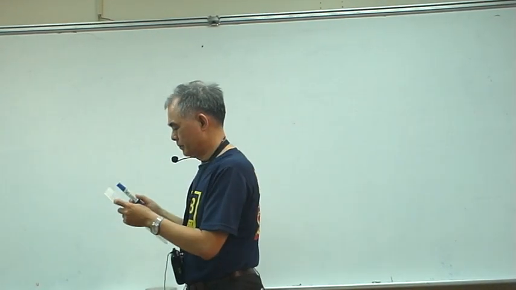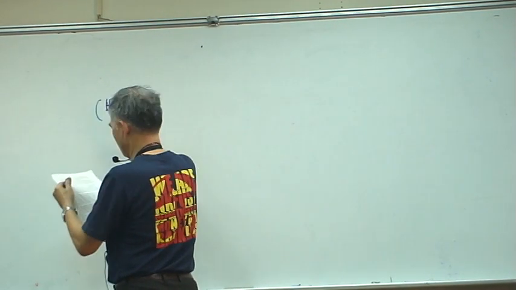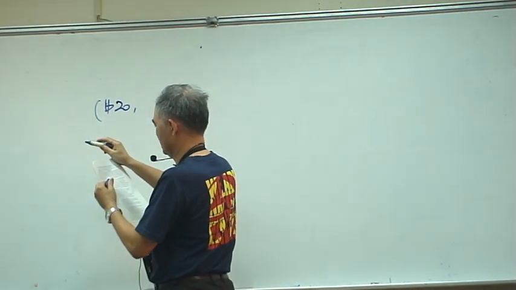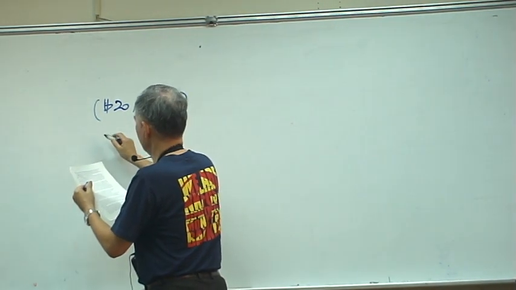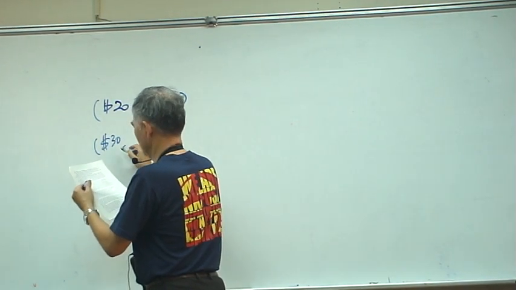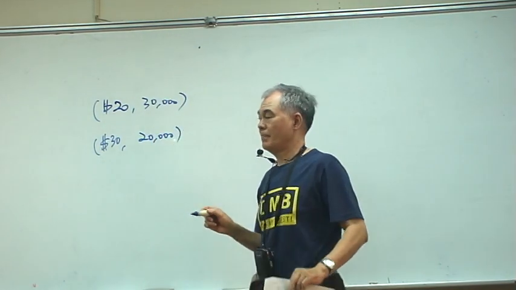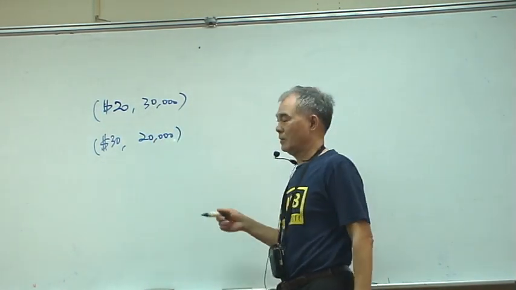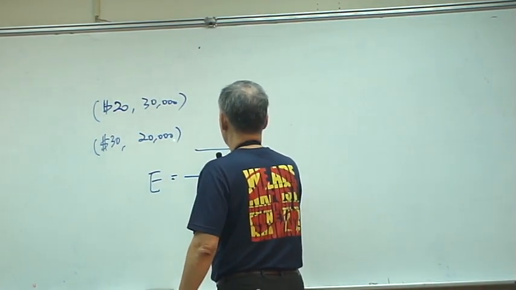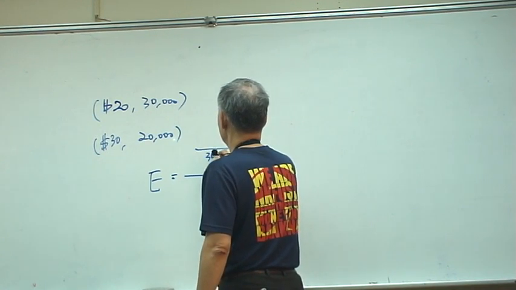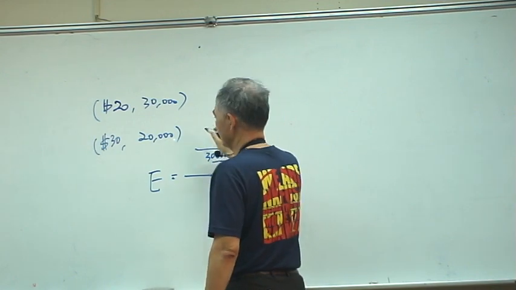Question 13, we have $20 and here 30,000 units, and you have $30, 20,000 units. Okay? So to calculate the elasticity of demand, you're going to get here 1/2 of 30,000 plus 20,000, and here the difference.